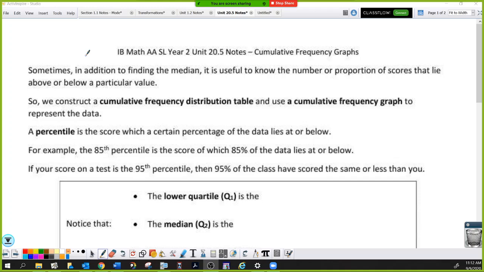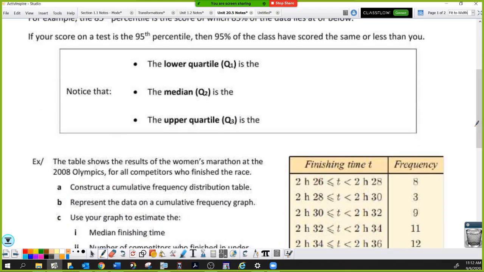So if you are in the 85th percentile in a room of 100 people, you are better than 85 of them. If you score in the 95th percentile, then 95% of the class has scored the same or less than you. So it's less than or equal to.